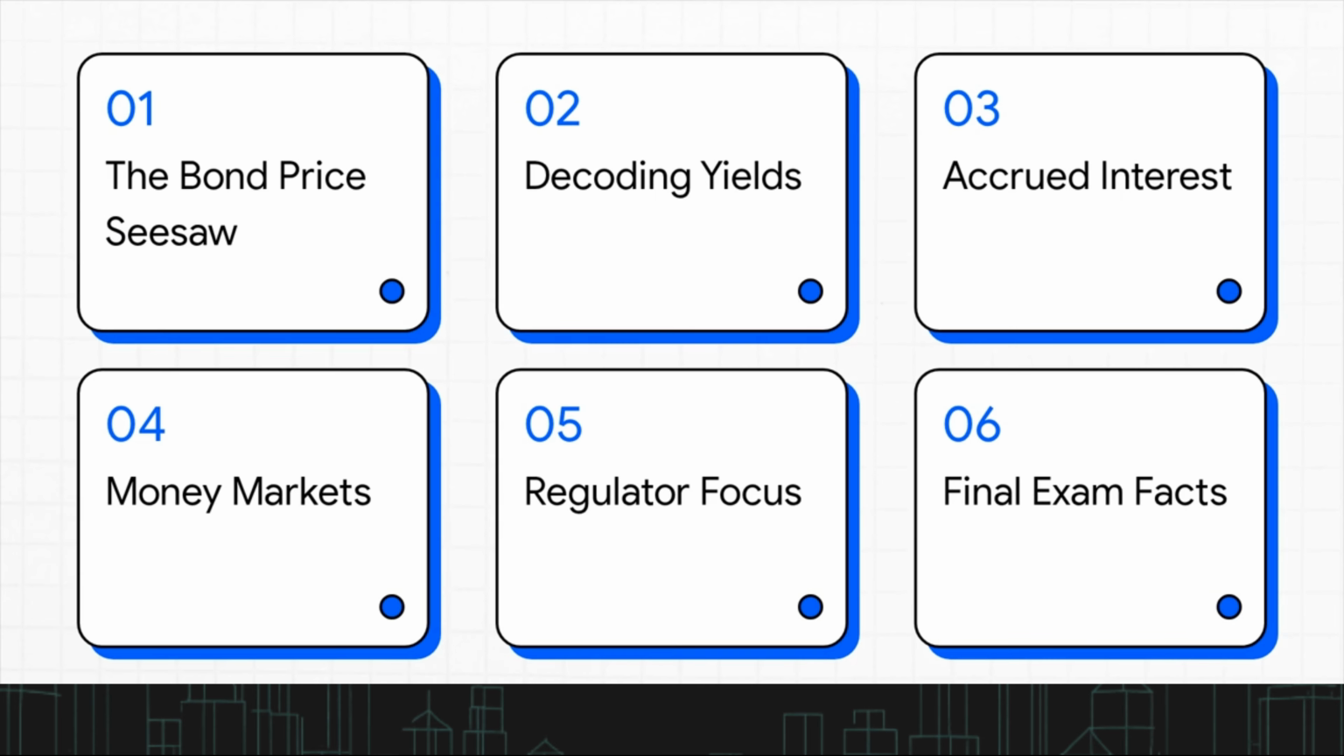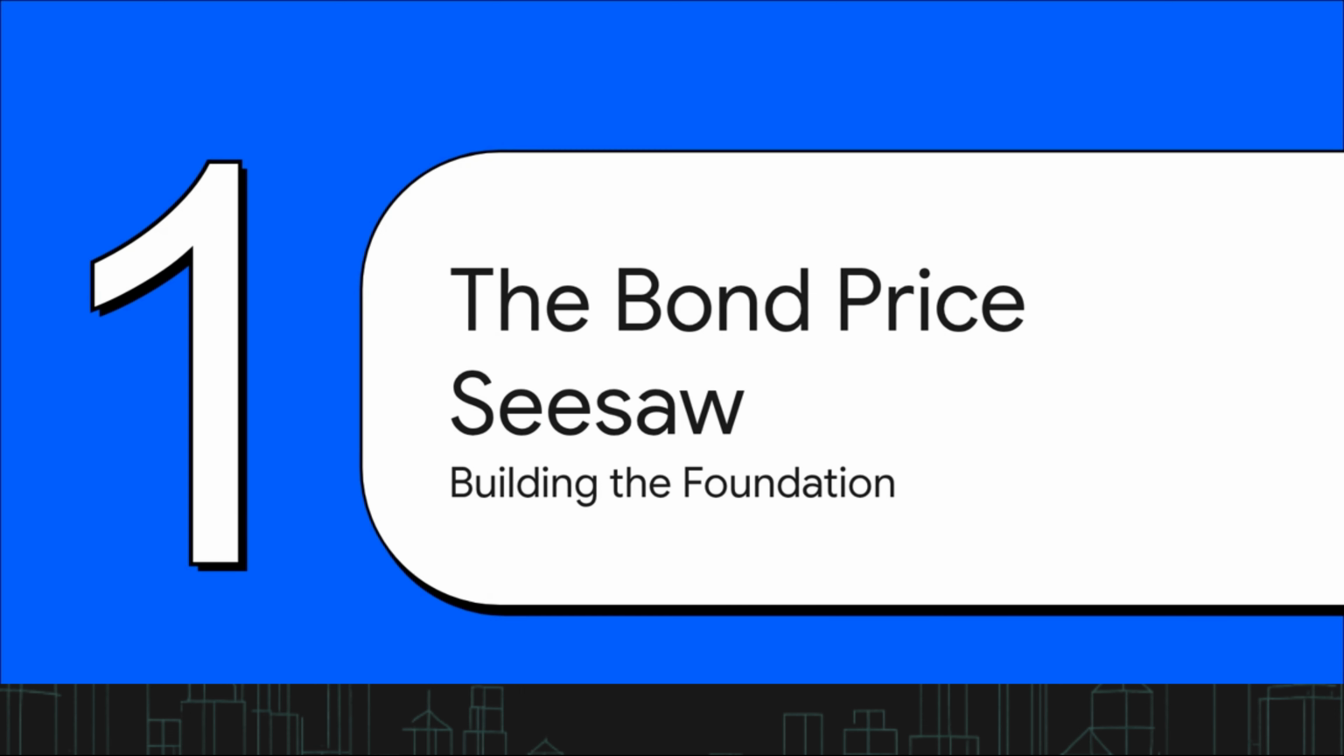Okay, so here's our game plan. We're going to build that seesaw foundation, then we'll decode all the different yields, we'll nail down the crucial rule for accrued interest, run through some money market fast facts, see why regulators are so focused on this right now, and then wrap it all up with a rapid-fire review. First up, building the seesaw. All right, let's get into it and build this seesaw.